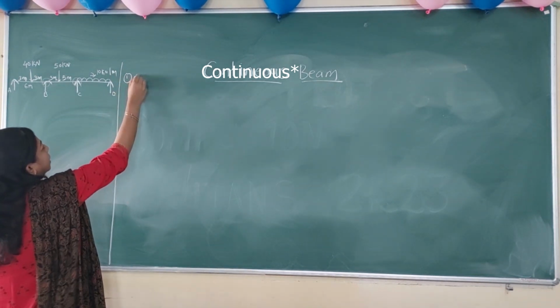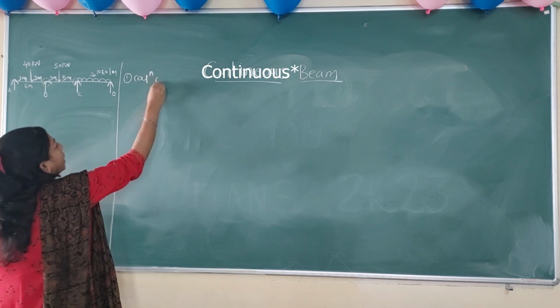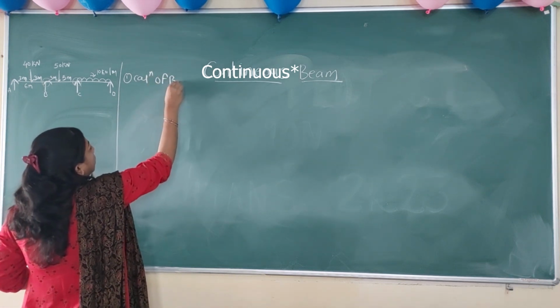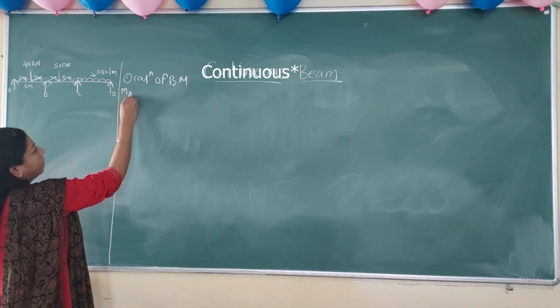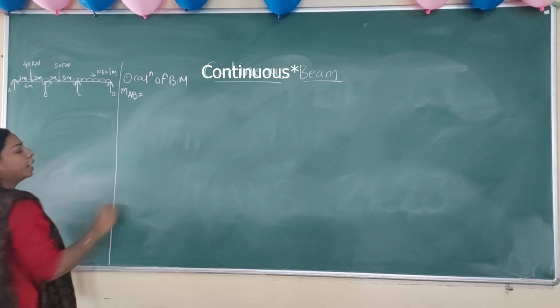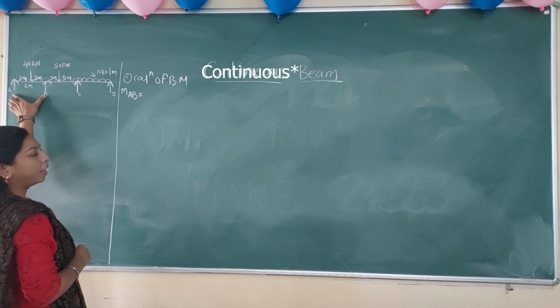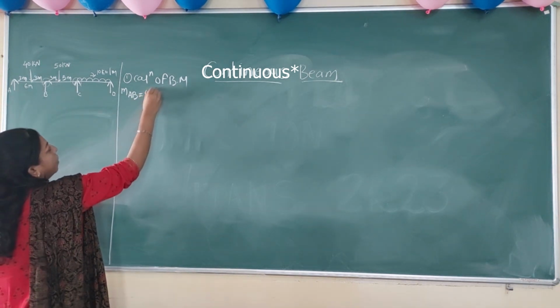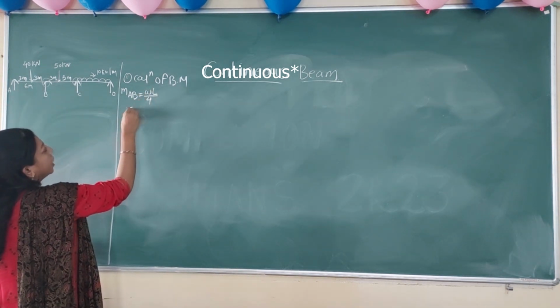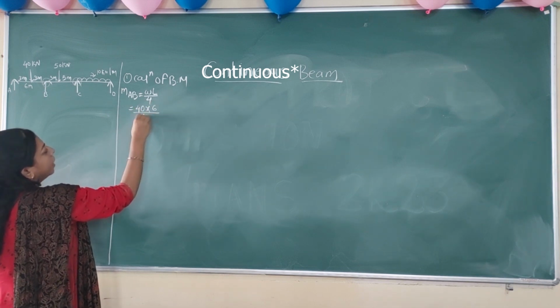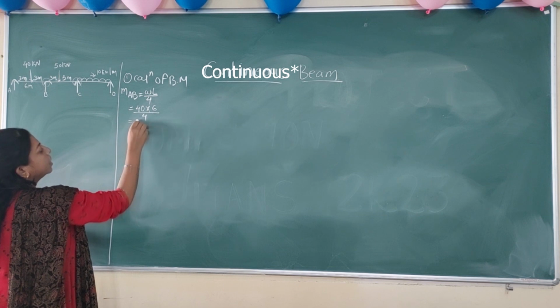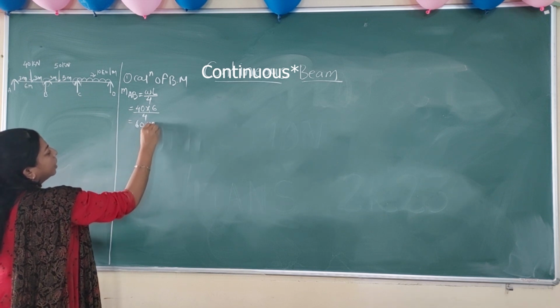Our first step is calculation of bending moment. Maximum bending moment for AB span: AB span is subjected to a center point load, so it is WL upon 4. W is 40 kilonewton, L is 6 meter, divided by 4, which is 60 kilonewton meter.